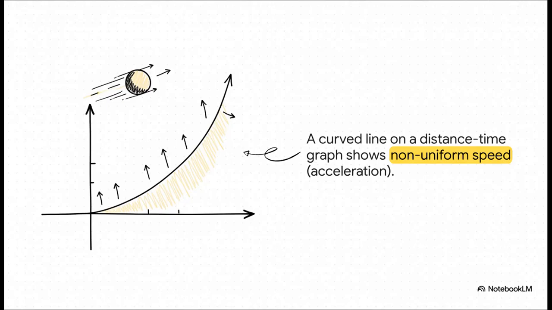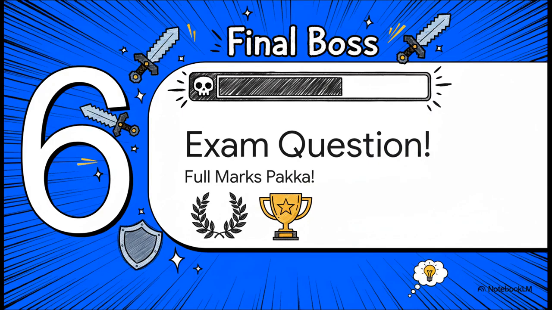But what if the line isn't straight? What if it's a curve? Well, a curve means the speed is changing. The object is not being disciplined anymore. It's either speeding up or slowing down. So a curved line on a distance time graph simply means non-uniform speed, which, as we just learned, means there's acceleration happening.